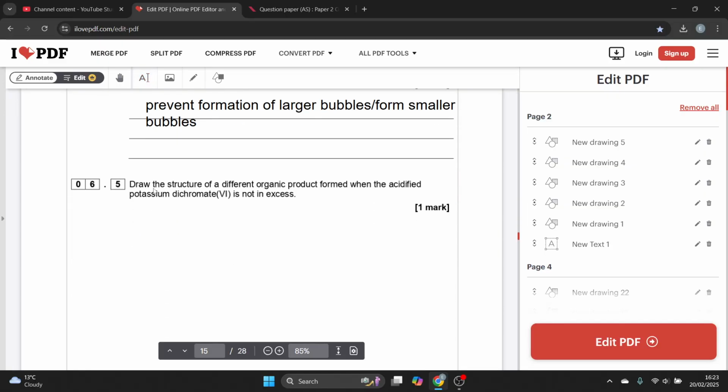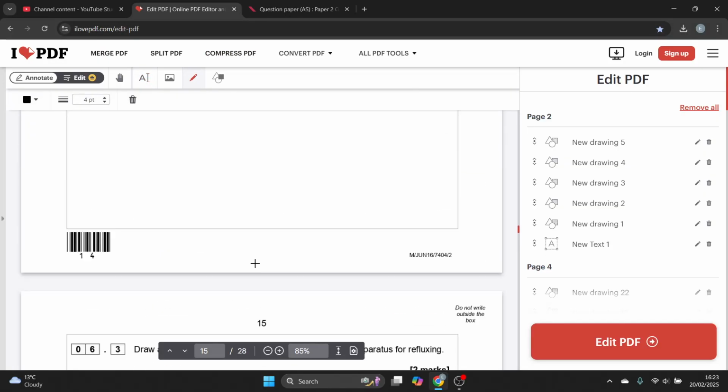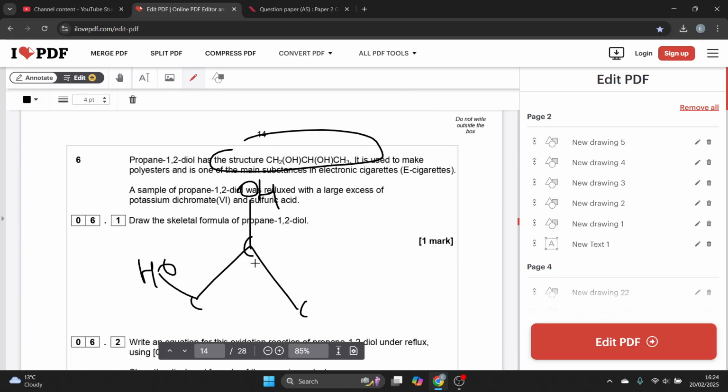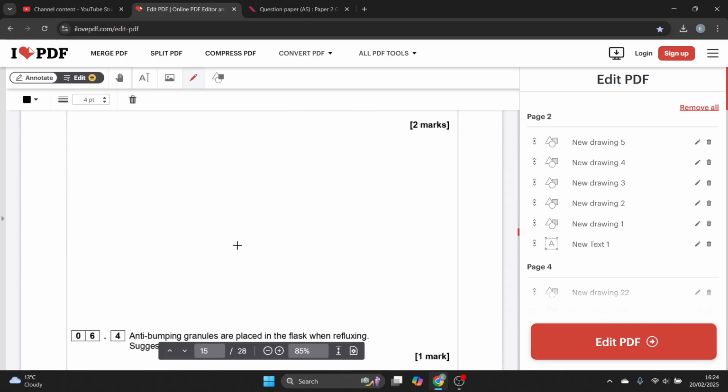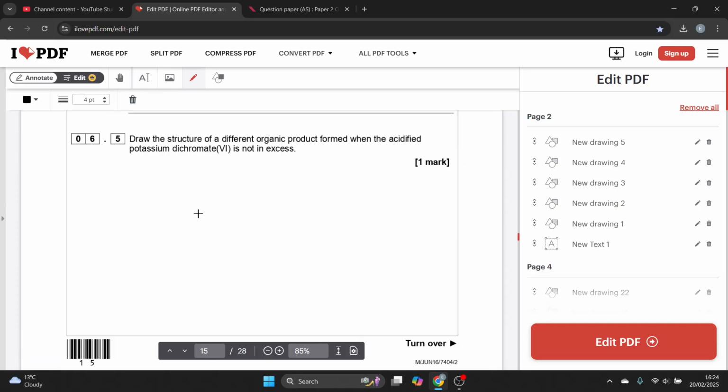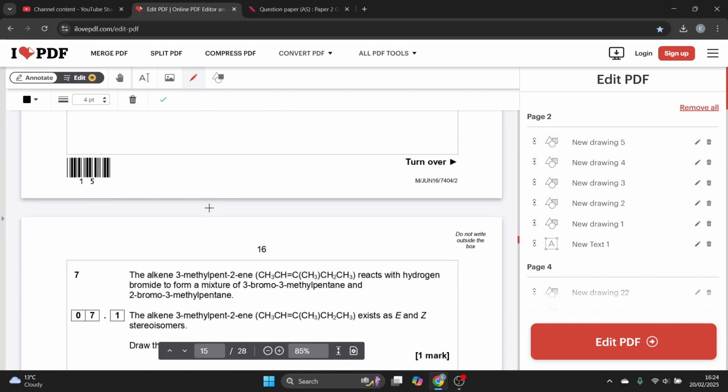Draw the structure of a different organic product formed if the acidified potassium dichromate is not in excess. When it's not in excess, then you can form C double bond HO, there you go, CHO double bond, and then that.